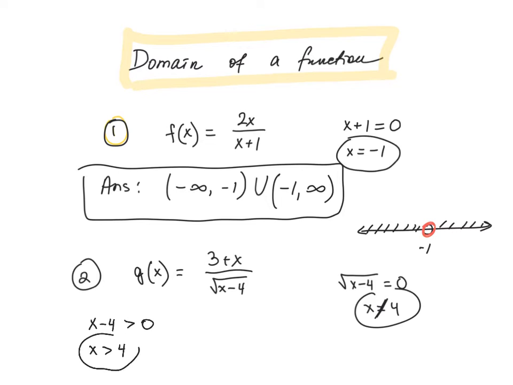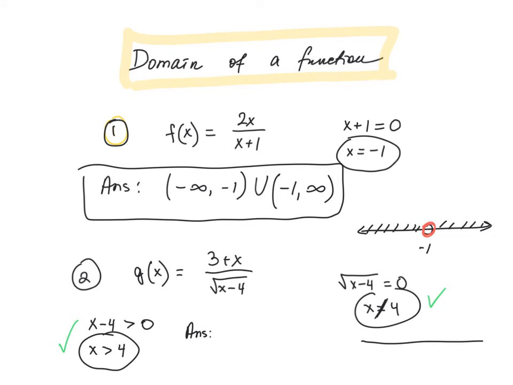Okay, circle it for yourself. So you notice we have two things. We have this and we have that. Now we just need to put it together and write our final answer.